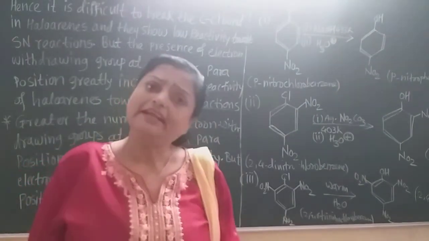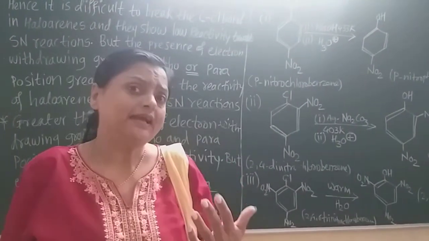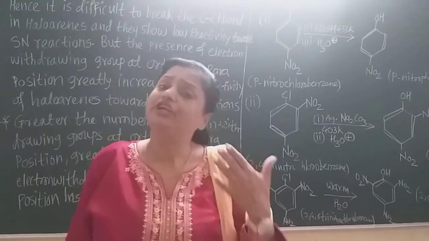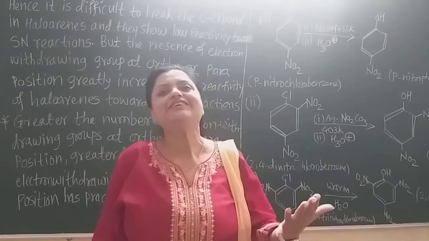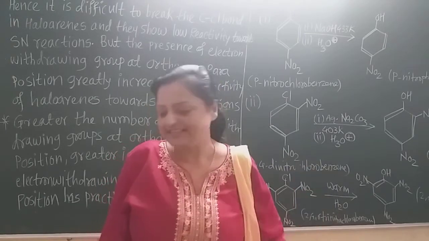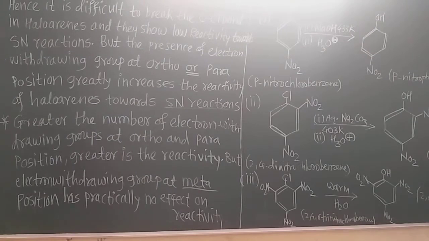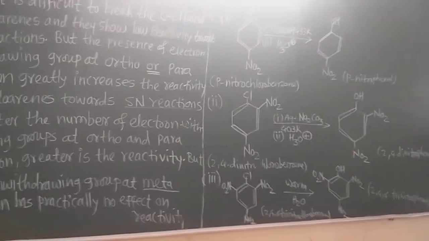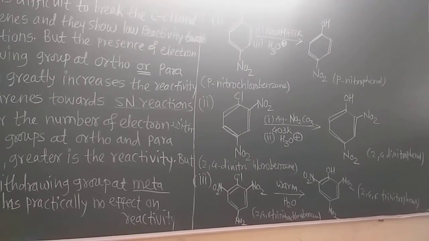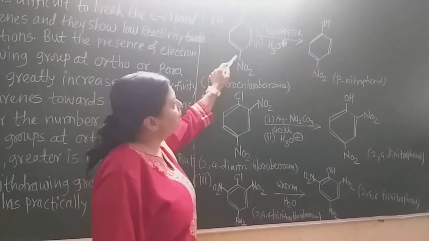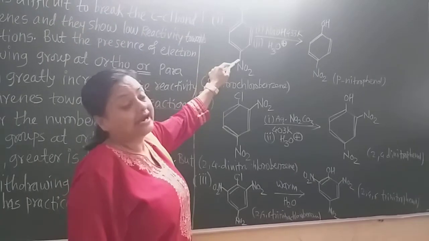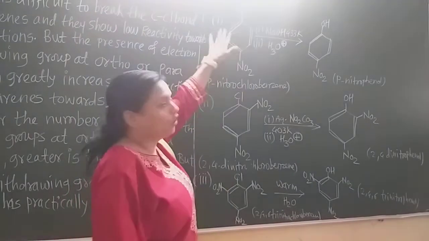Now we are learning here three reactions, in which we see how the reactivity of the haloarene increases as the electron withdrawing groups at the ortho and para positions increase. Let us learn these three reactions that are on the blackboard. See, I have drawn the three reactions here. Now the first one is the reaction of para-nitro chlorobenzene. There is only one electron withdrawing group at the para position of this haloarene.